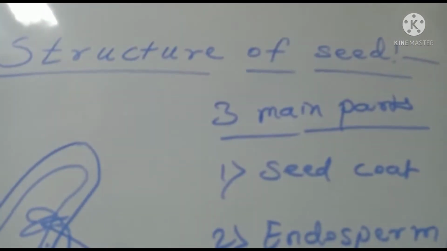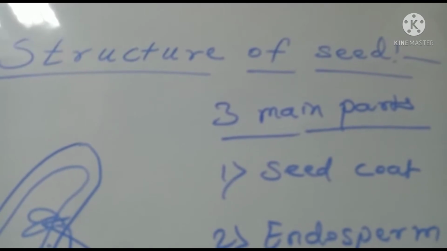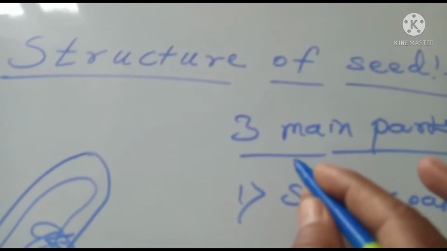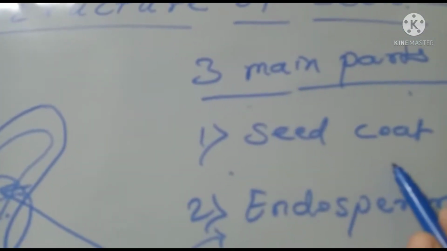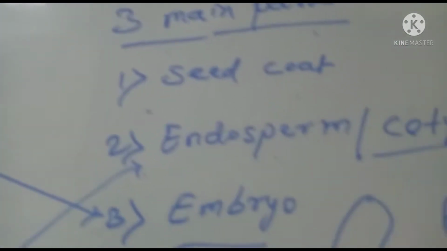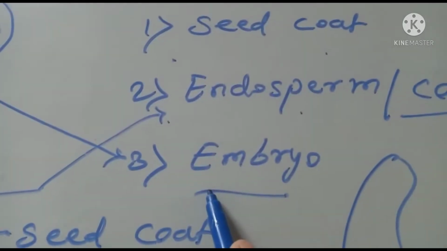Good morning, children. Today we are going to learn about the structure of a seed. A seed is divided into three main parts. Number one is the seed coat. Number two is the endosperm or cotyledons. Number three is the embryo.